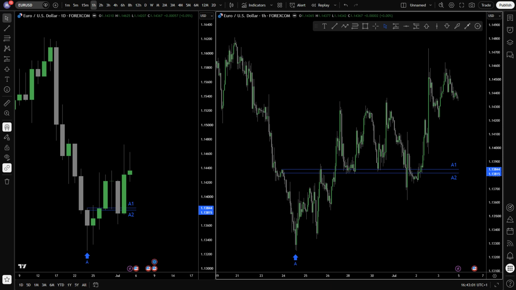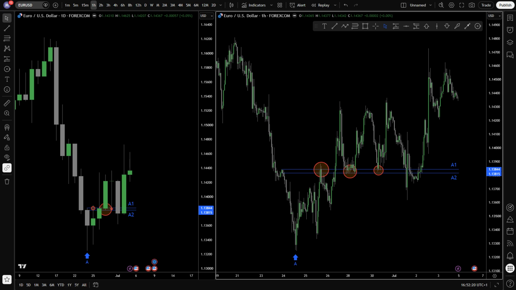First, take a look at the daily chart on the left. I've marked a bearish candle, labeled A, with a blue arrow. This candle gives us two important levels. A1, the high of the candle. A2, the open of the candle. This isn't just any bearish candle.